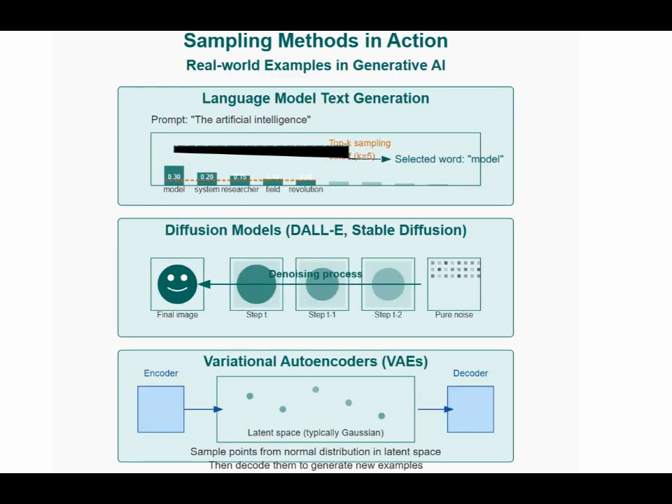Language models use top K sampling to select the next word by limiting choices to the K most probable options. For example, selecting "model" after "the artificial intelligence" from among the top 5 highest probability words. Diffusion models start with random noise and gradually denoise it step by step into a clear image. Used in DALL-E and Stable Diffusion to generate images from noise. Variational autoencoders, VAEs, sample points from a normal distribution in a latent space, then decode these points into new examples. This connects the mathematical representation to actual content.